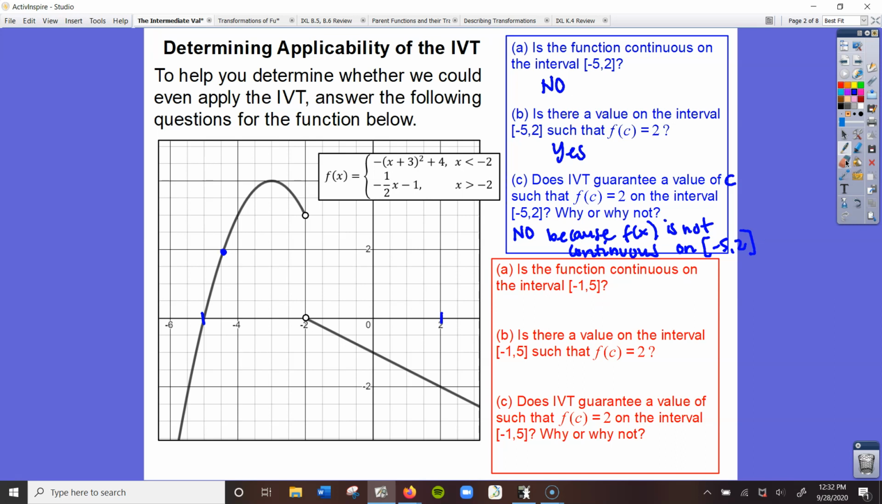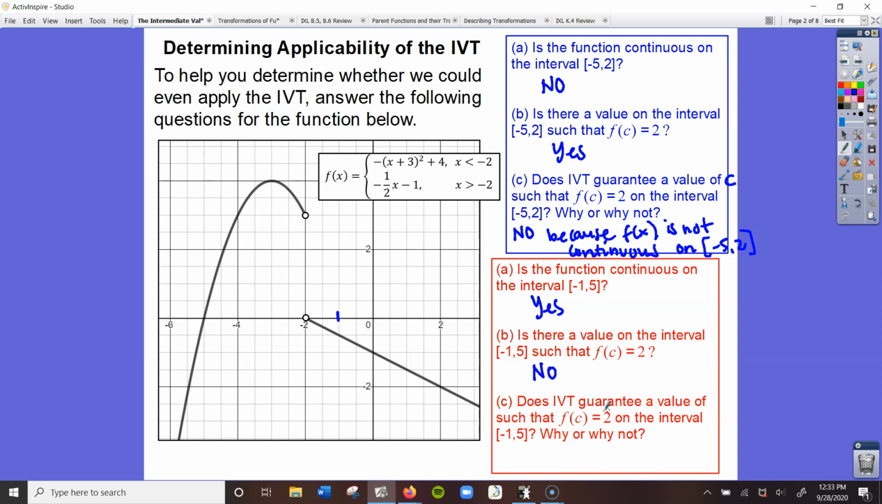Now moving on to this next example where we have in red, we're going to determine if the function is continuous on the interval -1 to 5. So when I look at my graph, here is -1, 5 is somewhere way over here, but this is a line, so it will be continuous over the interval. Now, is there a value on the interval on -1 to 5 such that f of c is equal to 2? We can see that starting at -1, the line is decreasing, so it's never going to come back up to give me a y value of 2. So we would say no.